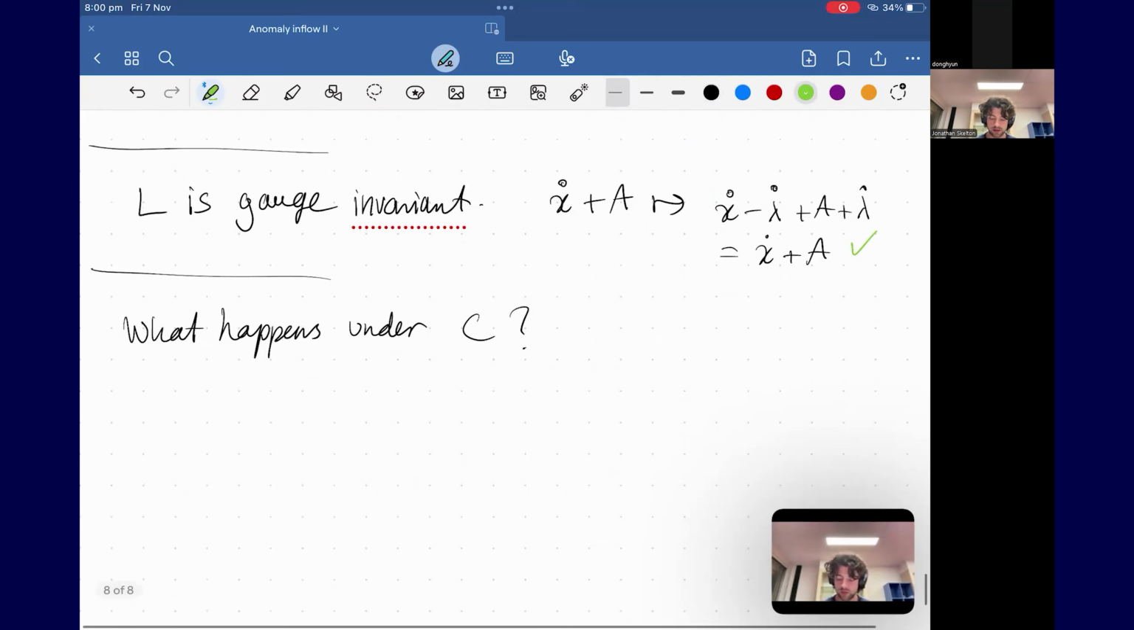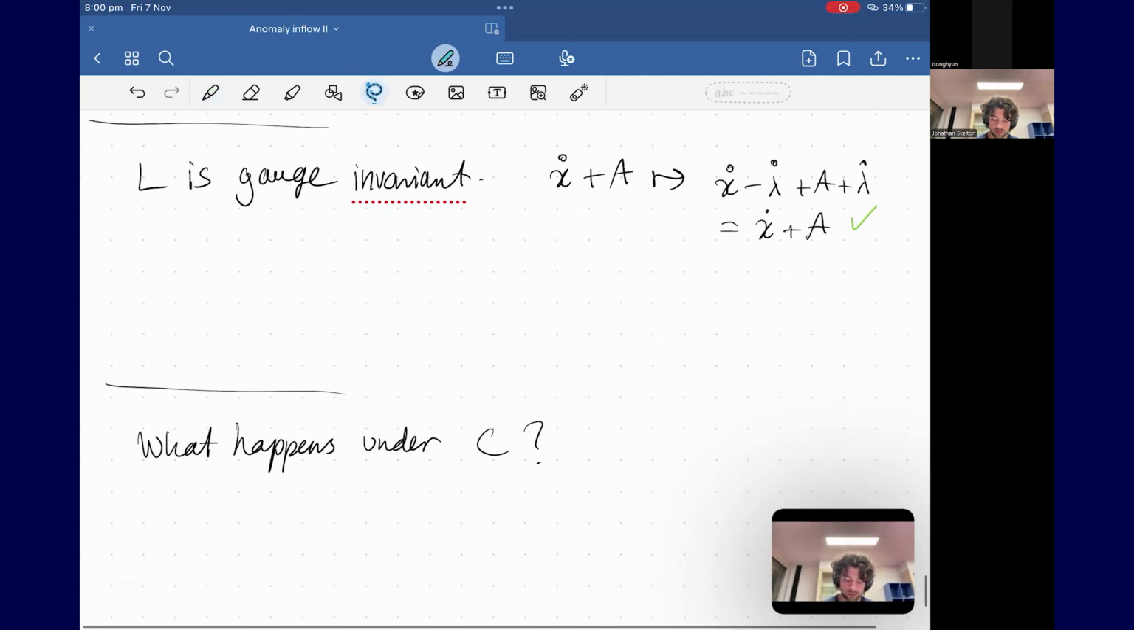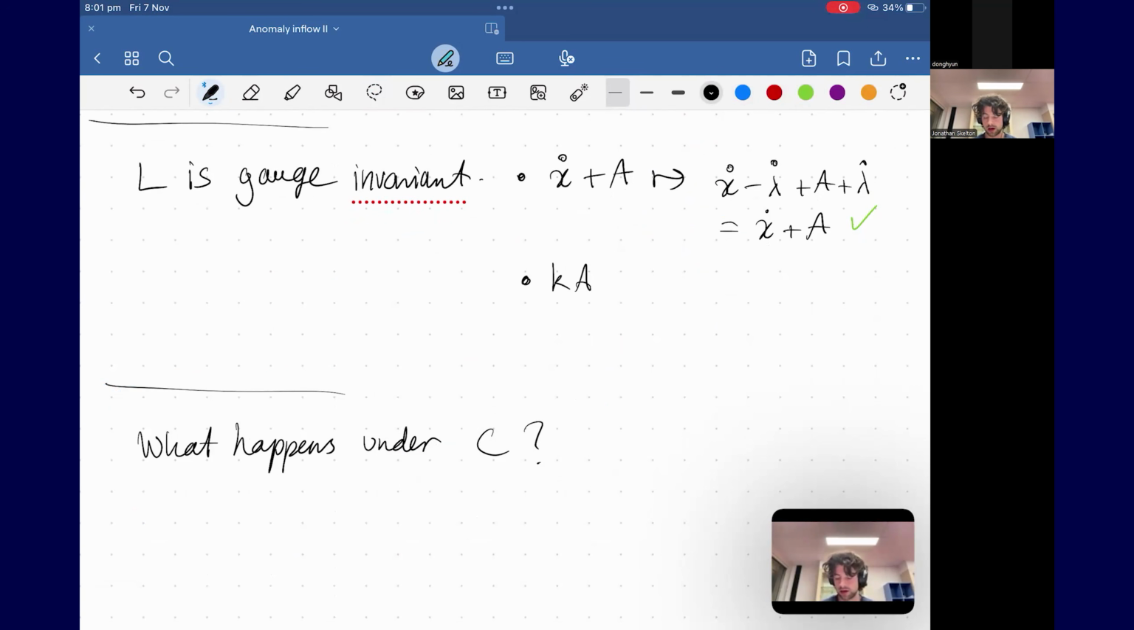And then we had that. So the first one, this one. And then the second thing, obviously, was that kA was then going to be equivalent to just kA plus k lambda dot, as we just showed above, because we have k quantized, since k is an integer. So that's nice.